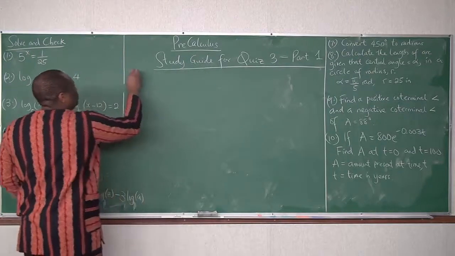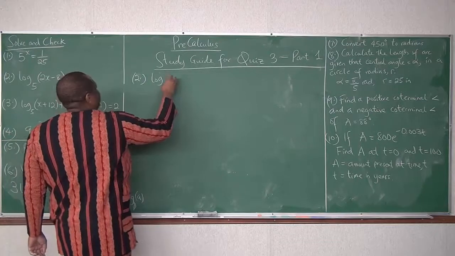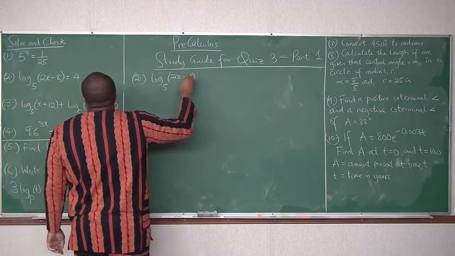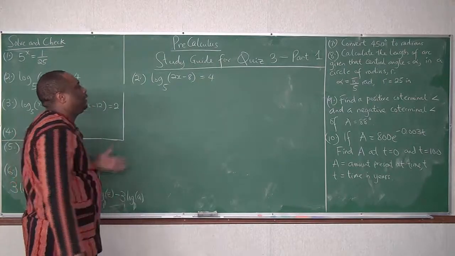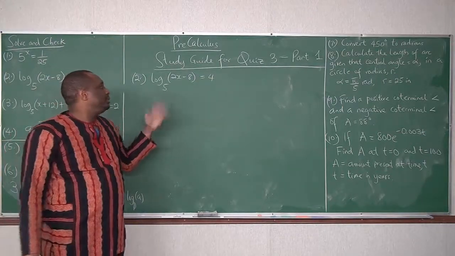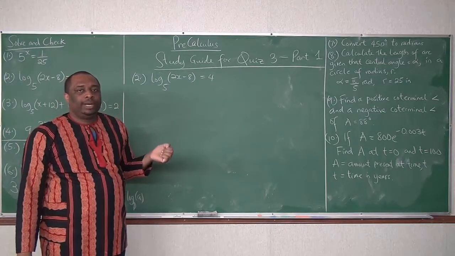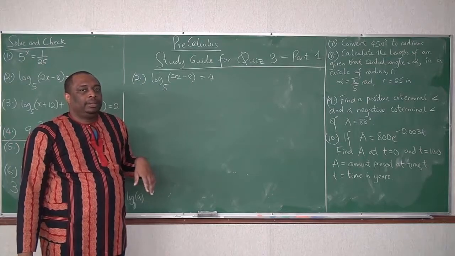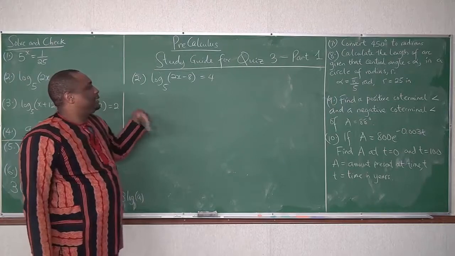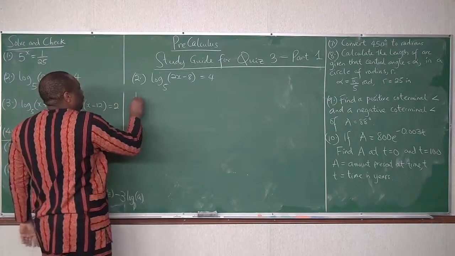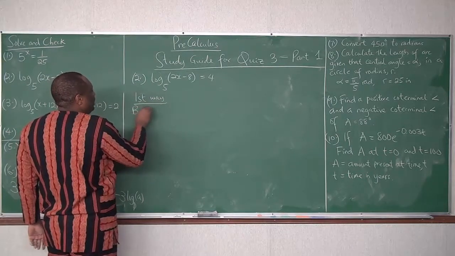Question 2, we have log base 5 of 2x minus 8 equal to 4. So what does this mean? You can do this 2 ways actually. I'll show you the 2 ways, and whichever one you prefer, that's fine. The first way, you can do this by definition.